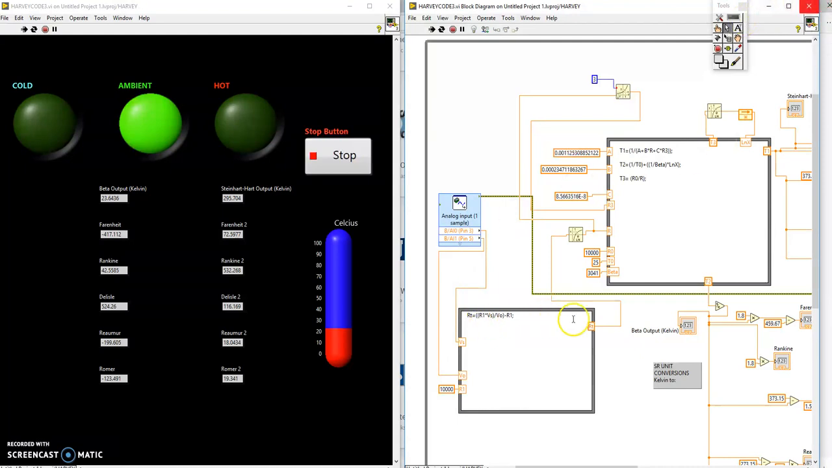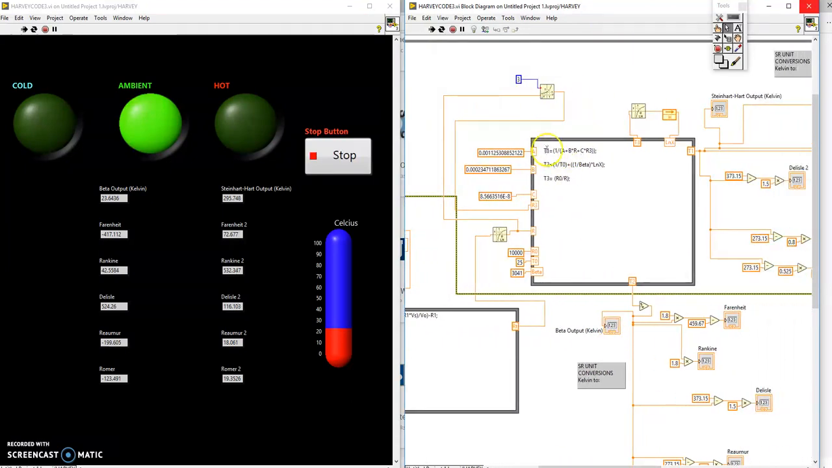I've then equated that to RT and taken the natural logarithm of that as R, and then I've taken the natural logarithm cubed as R3 here. So when it is put into the Steinhart equation, T1 will be Steinhart, T2 will be the beta formula.